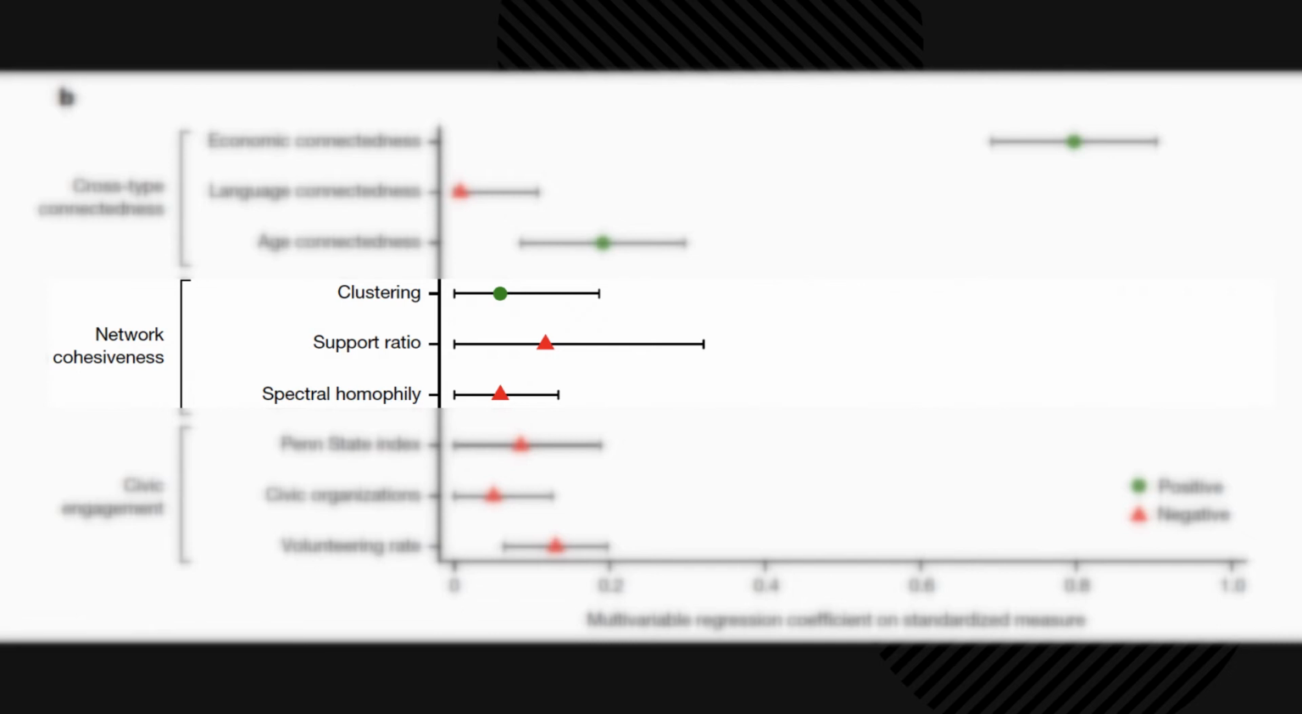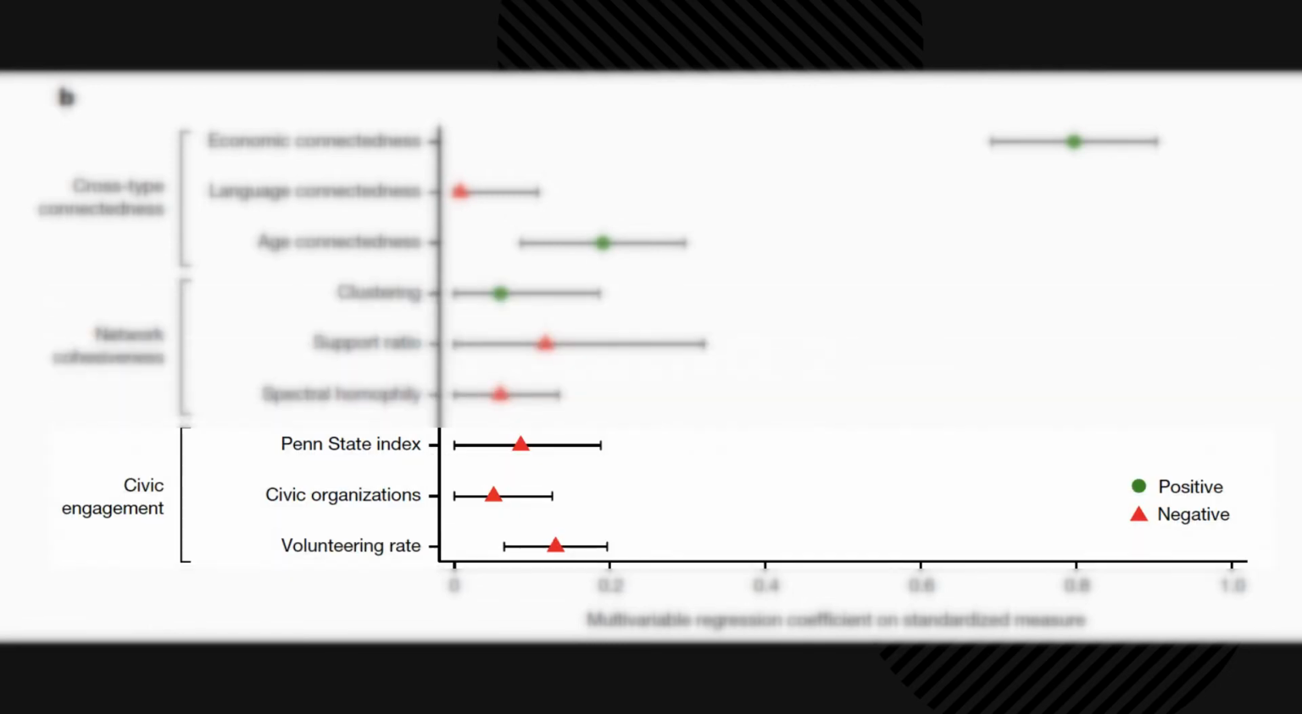It also looked at the public spiritedness of a community. So this is measured as the number of charities a community has, the number of people that volunteer in a community. And just like social cohesiveness, there was very little effect on economic mobility.